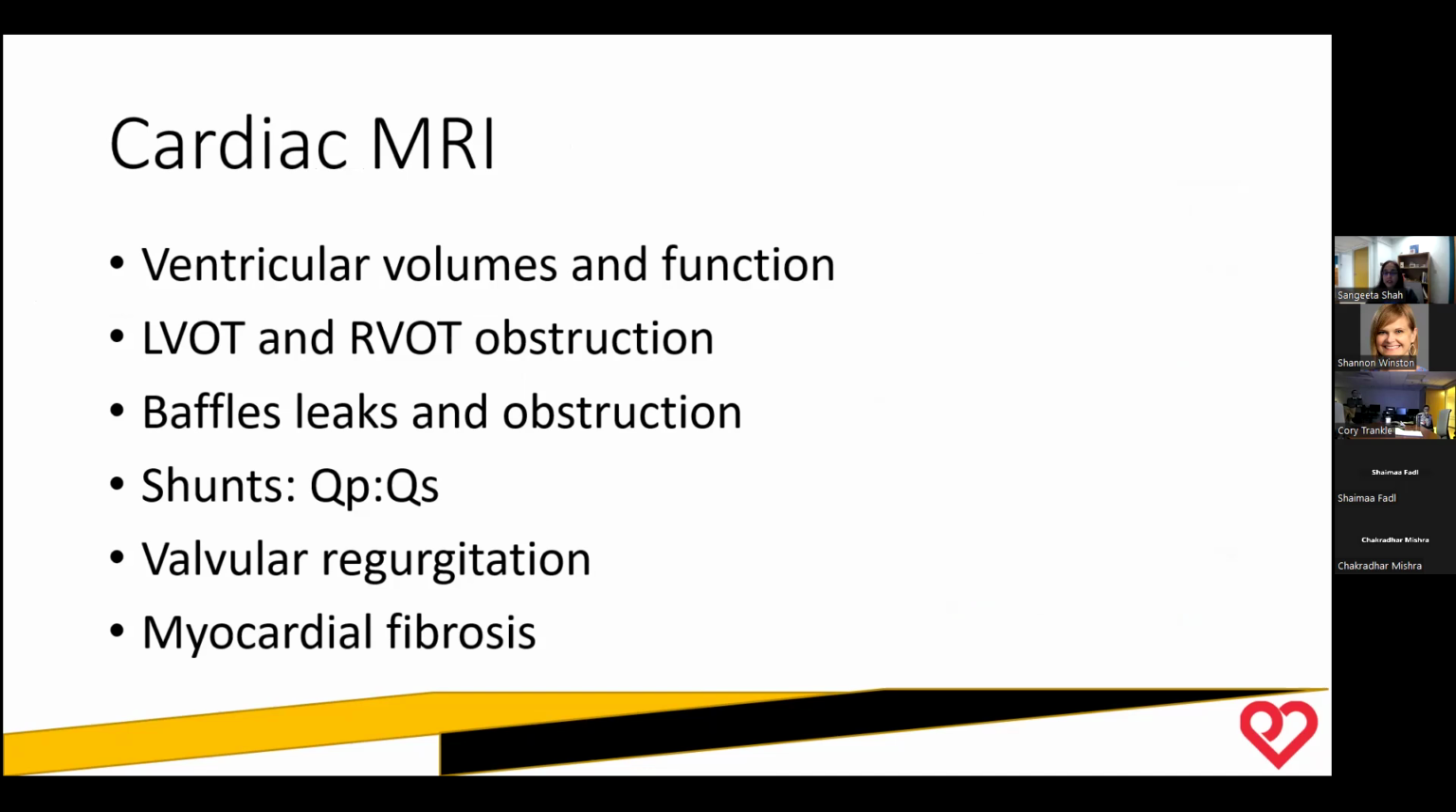Cardiac MRI allows us a wealth of information. I don't think I would have understood all this if I hadn't trained in congenital heart disease and done cardiac MRI together. But you're able to get, first of all, anatomy, all the connections. You're able to get ventricular function, obstruction, baffle leaks, baffle obstructions, QpQs, valvular regurgitation, and then myocardial fibrosis, as that leads to ventricular arrhythmias.